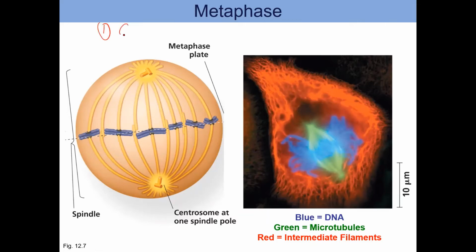We have sister chromatids lined up in the middle. So the middle has a name. We call it the metaphase plate. And I like metaphase because M for metaphase, M for middle, helps me remember what is going on.